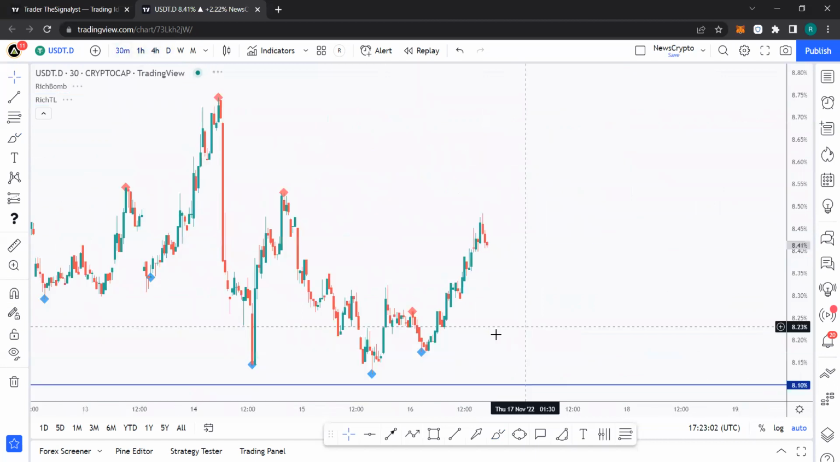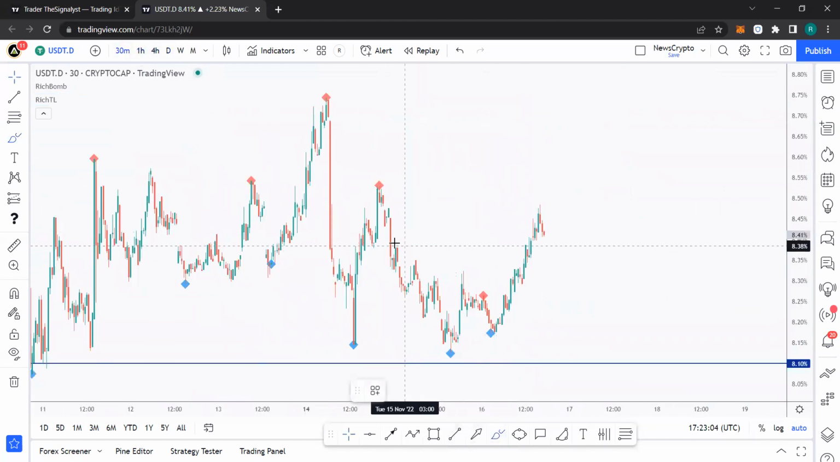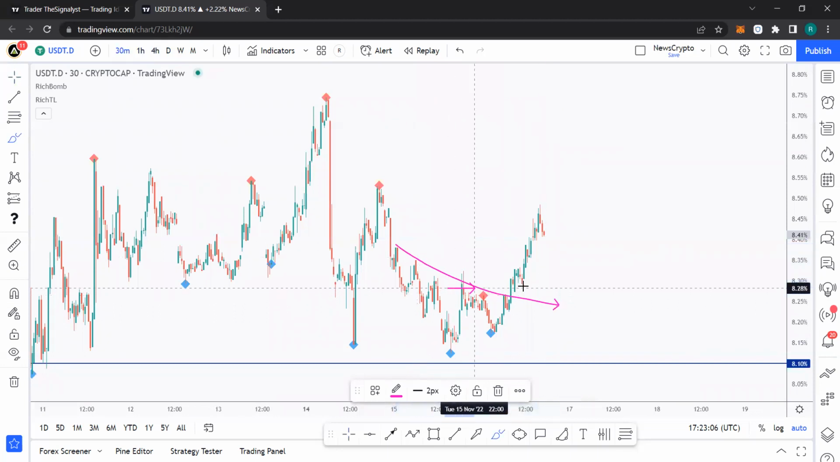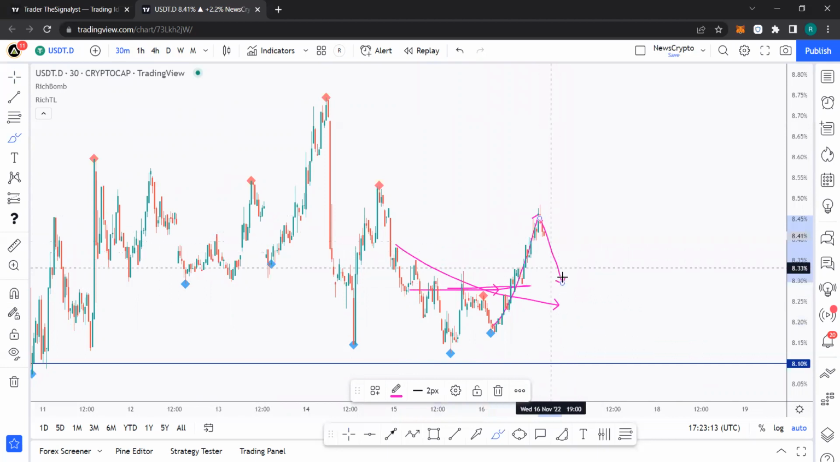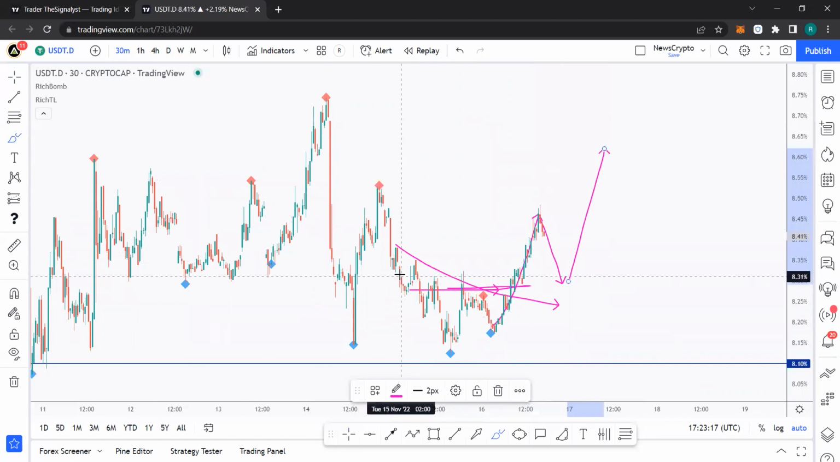Now from a shorter term perspective, we know that the bulls already took over by breaking above these highs. We traded higher, and now we are trading lower, but it's not enough, because we might still have this correction, and then the bulls can kick in and trade higher again.